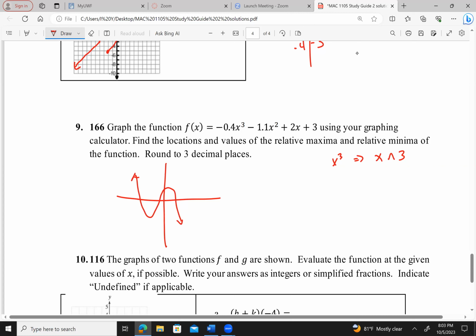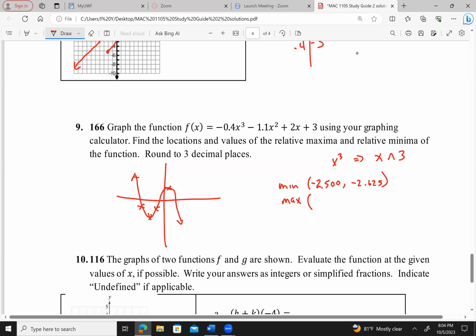And we're looking for a minimum and a maximum, rounded to 3 decimal places. So here's my minimum. So I hit second trace, and I do minimum. Then I pick a point somewhere over here and hit enter. Then go around and pick a point over here, hit enter again, and hit enter a third time, and to 3 decimal places. My minimum is 2.500, -2.625, both negative.